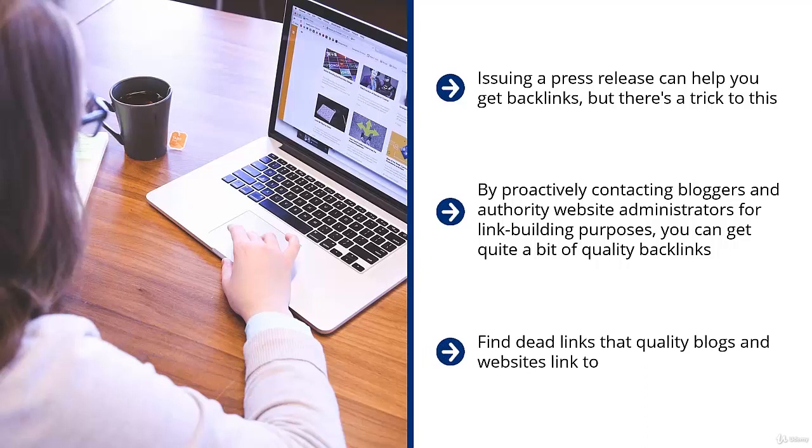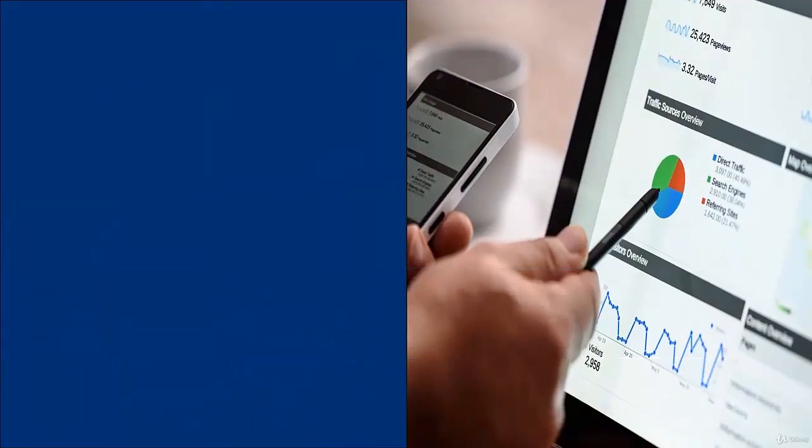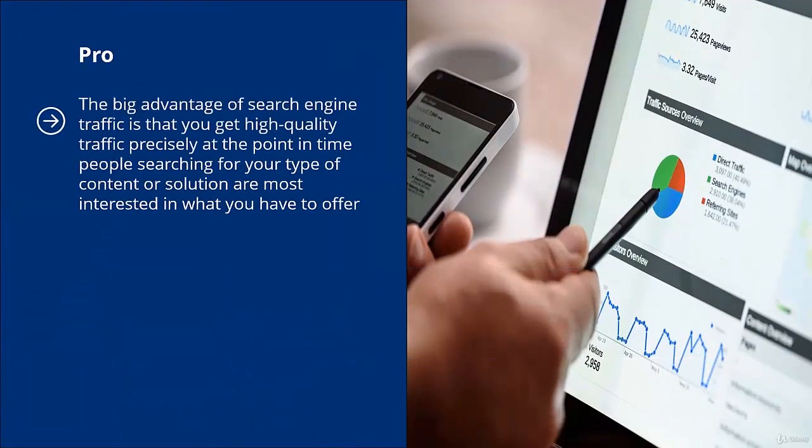Find dead links that quality blogs and websites link to. You then inform them that they're linking to dead links and also tell them to link to pages of yours which have similar content. Pro: the big advantage of search engine traffic is that you get high quality traffic precisely at the point in time people searching for your type of content or solution are most interested in what you have to offer.